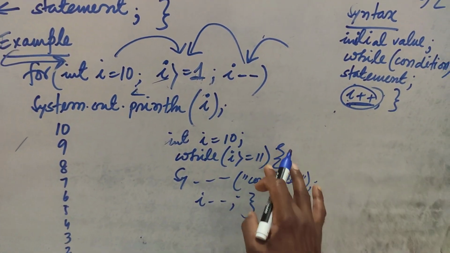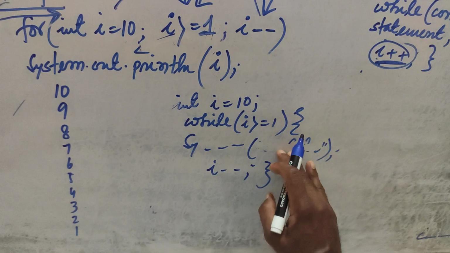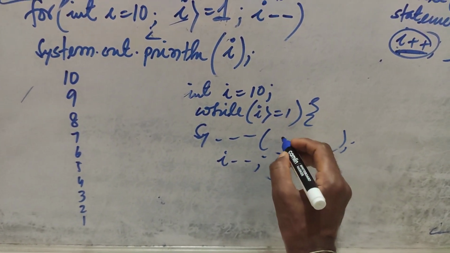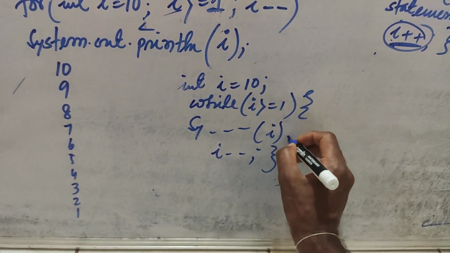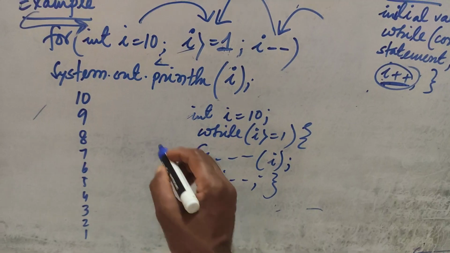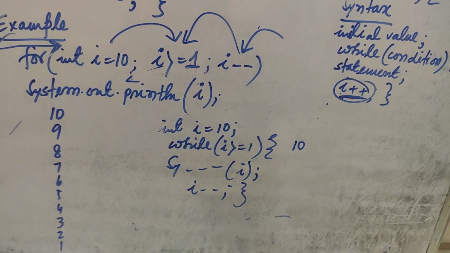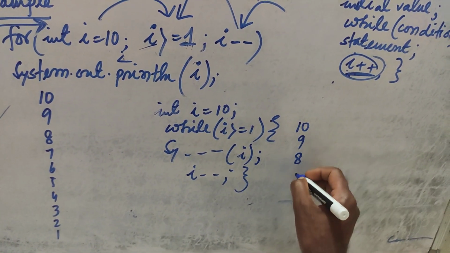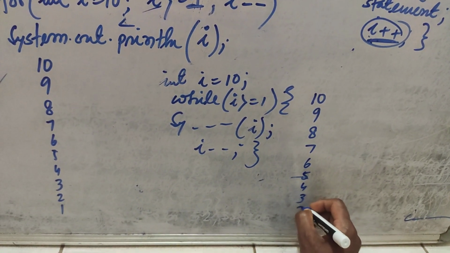Same, see this also: 10 greater than equal to 1, instead of computer we are giving here the variable i, i minus minus, that also gives the same output. 10 greater than equal to 1, yes, true. 9 greater than equal to 1, true. 8 greater than equal to 1, true. 7, 6, 5, 4, 3, 2, 1.